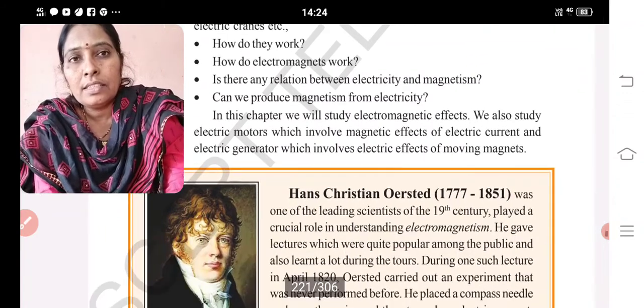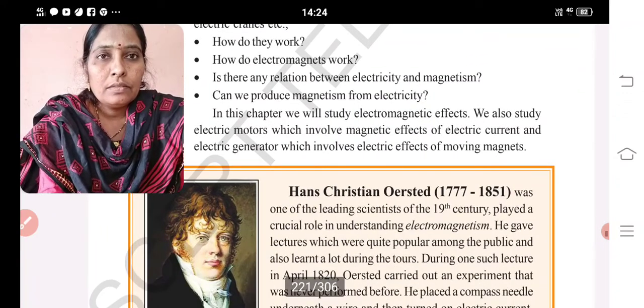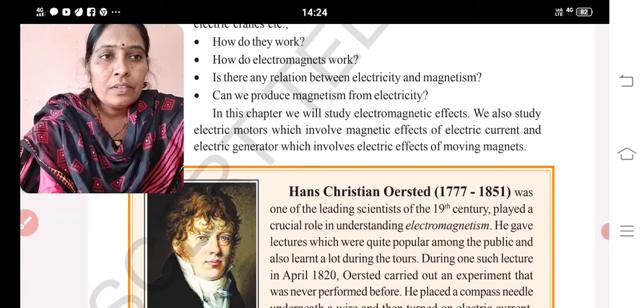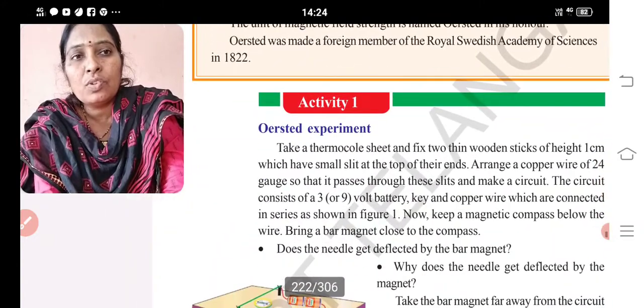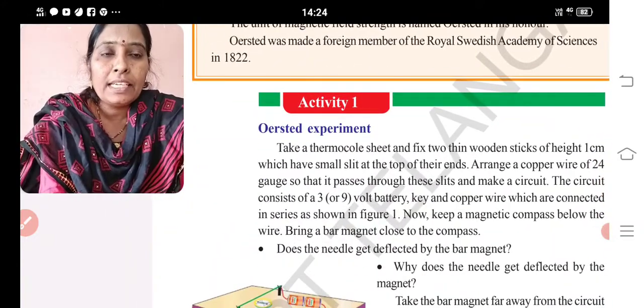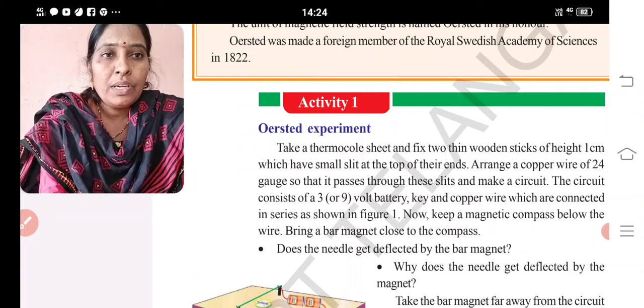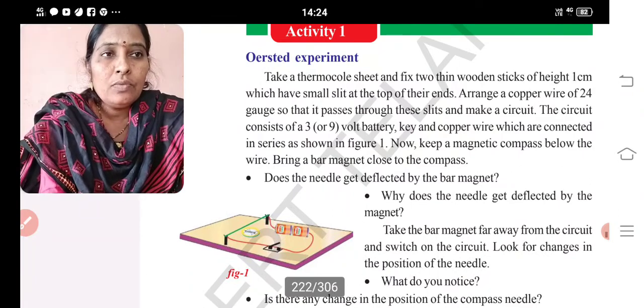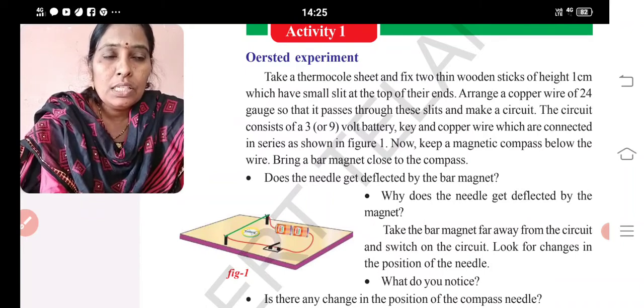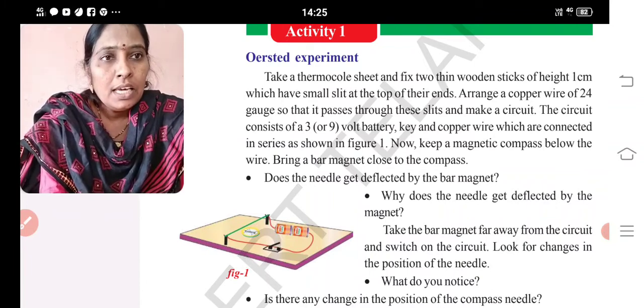Oersted is a scientist. He gave the first relation between electricity and magnetism. How did he give that relation? Let us discuss with a simple activity 1. Oersted's experiment. Take a thermocol sheet and fix 2 wooden sticks on it with 1 centimeter length and have a small slit on it. Arrange the copper wire of 24 gauge so that it passes through the slit and make a circuit. The circuit consists of a 3 or 4 volt battery, key and copper wire which are connected in series.